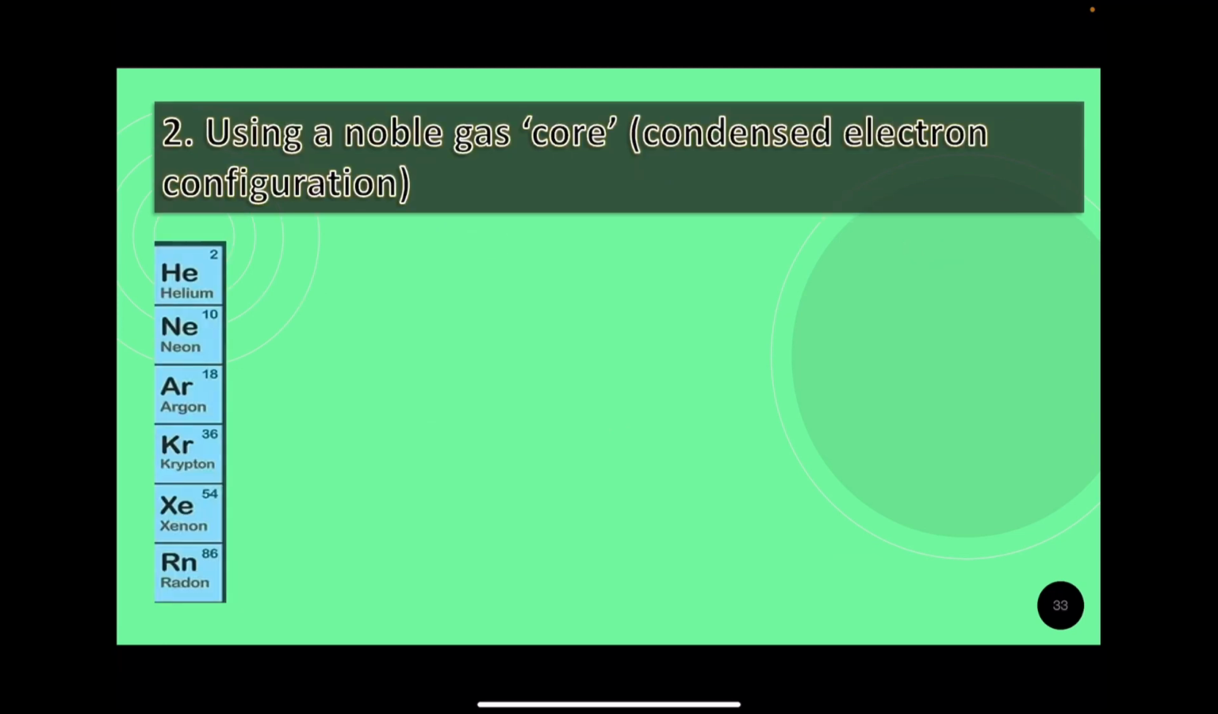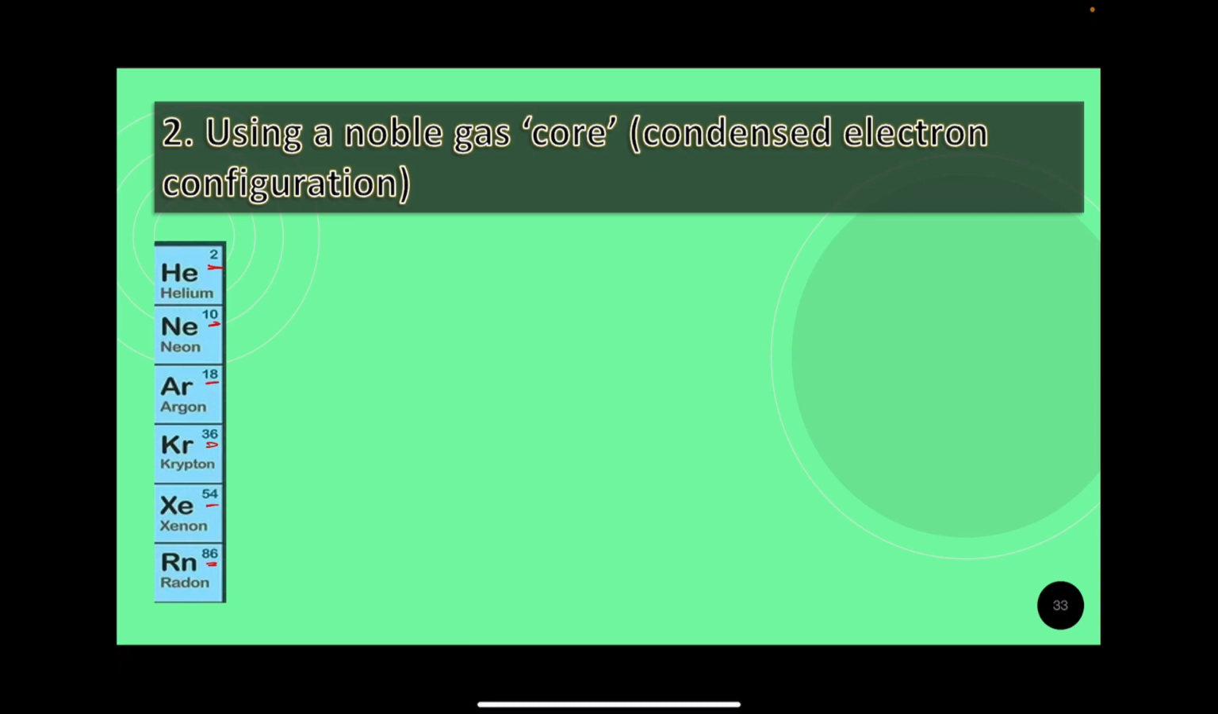Next, we move to another way to write down the electronic configuration, by using a noble gas core, which means we use the condensed electron configuration by using the elements of group 18. Okay, the noble gas group: helium, neon, argon, krypton, xenon, and radon. From this, you need to remember the number of electrons for each element, because this is important for you to use the condensed electron configuration.